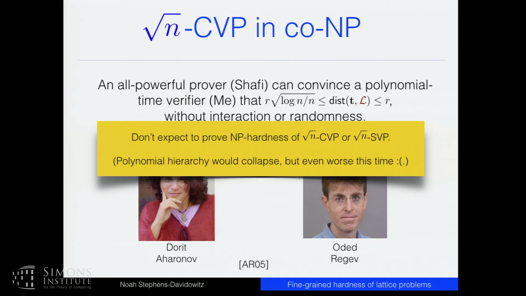Non-interactive, no randomness. And the moral of this story is that if we proved NP hardness of square root n CVP or square root n SVP, the polynomial hierarchy would still collapse, but it would be like even worse. So we like very much don't expect to prove this. It's also just a beautiful result, so I want to mention it.